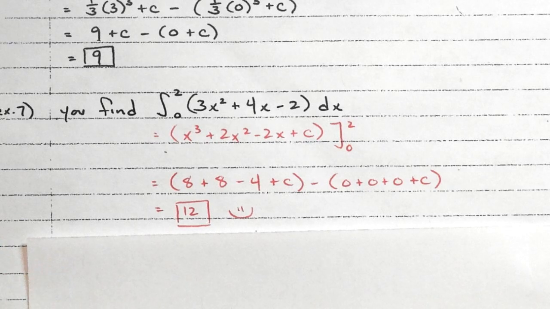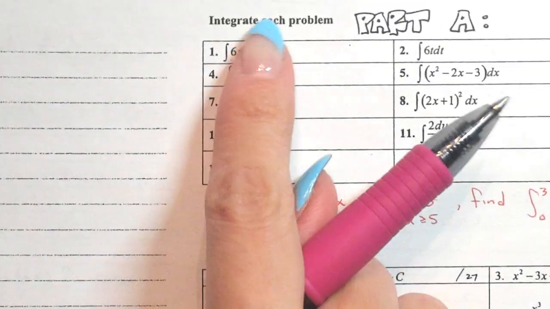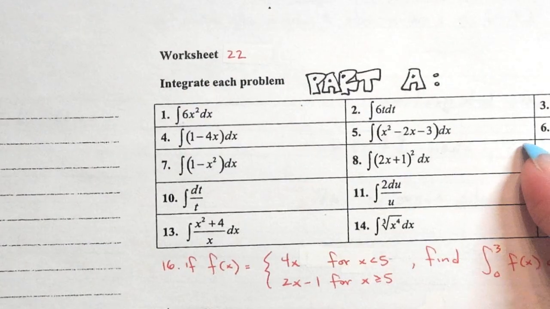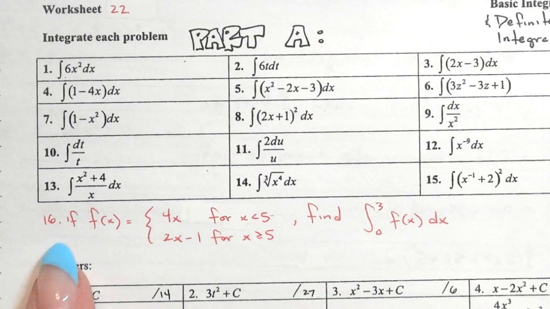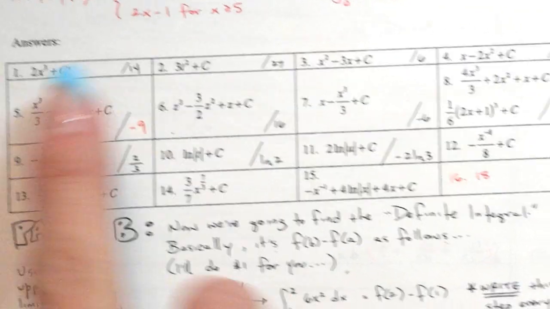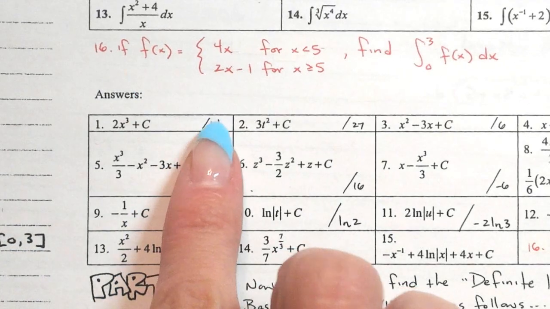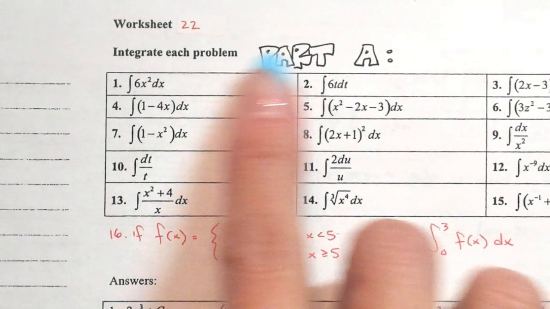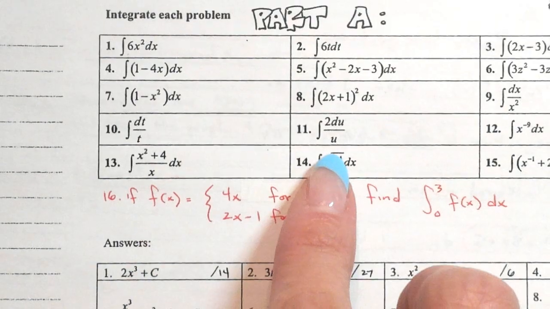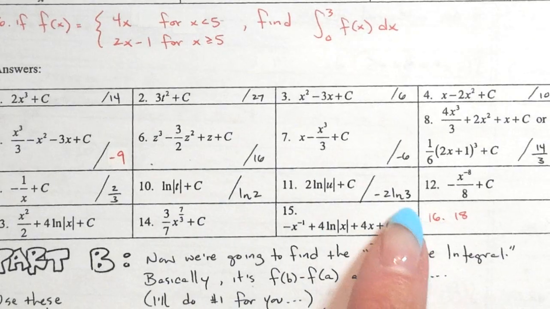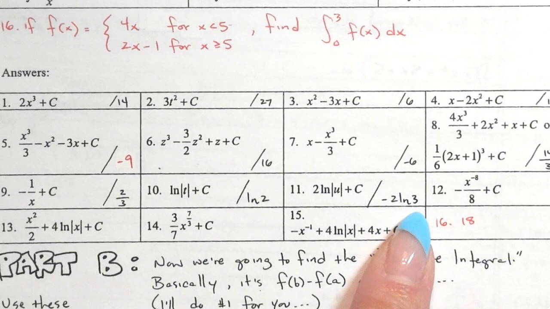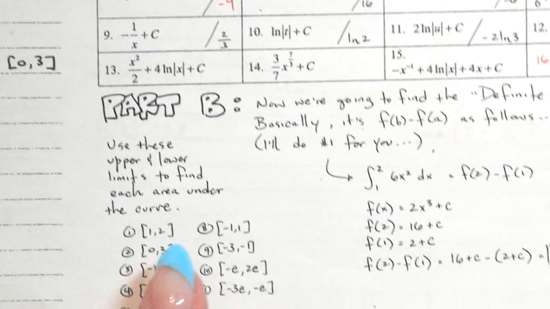All right? Okay, so your homework is actually going to be worksheet 22, which is on the right side. So you have 1 through 16. The answers for 1 through 16 are here. I have these little slashes, okay? So you're actually going to do part A and part B. For 1 through 11, see how 1 through 11 has those slashes? You're actually going to do definite integrals.